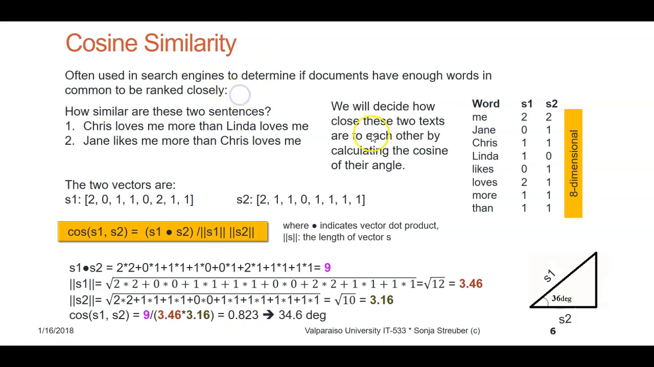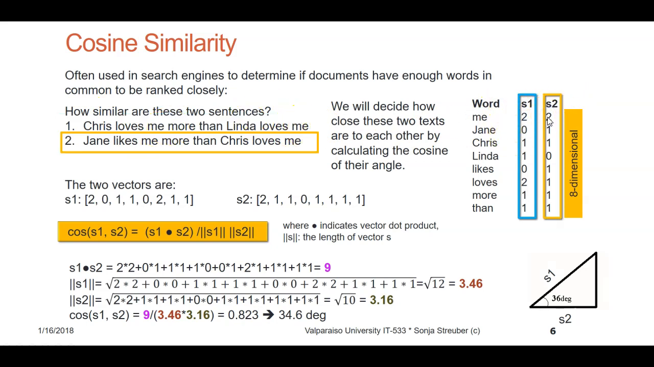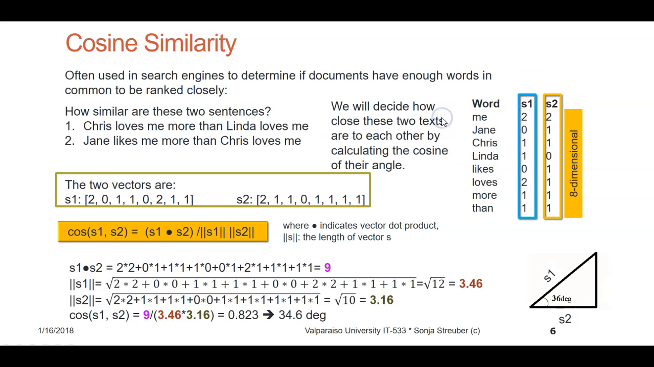Take these 2 sentences here. We can count how often each word occurs in these sentences. That gives us a vector of each sentence, like this one for sentence 1, and this one for sentence 2. So we take these vectors, we turn them on the side, like this, and then we apply the formula in the yellow box here that says we have to calculate the dot product between the 2 sentences and divide that by the length of the vectors multiplied.